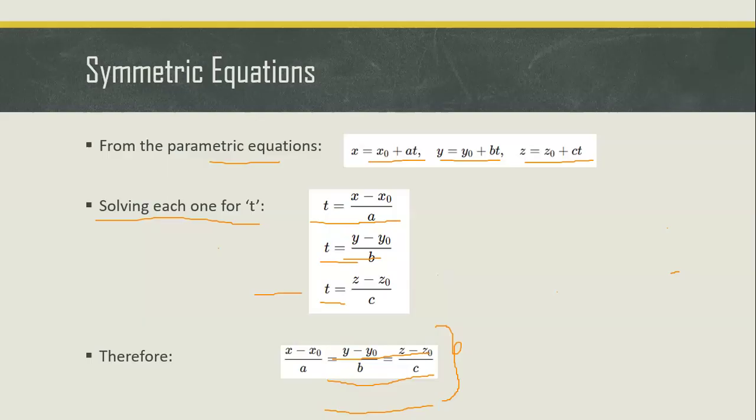So therefore we have (x minus x0) over a is equal to (y minus y0) over b is equal to (z minus z0) divided by c. So this here is our symmetric equation.